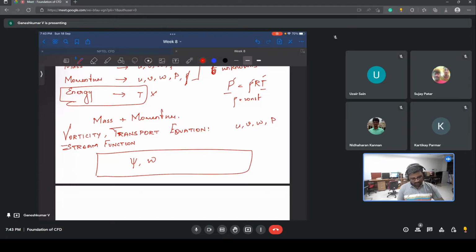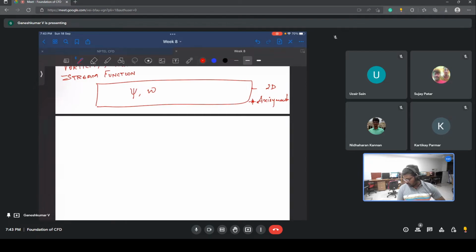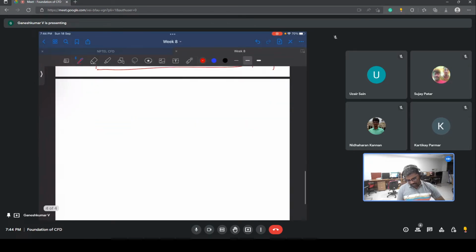But remember, this is only for 2D. You need to do it for 2D. And I guess you can do it for axisymmetric simulations also, because stream function is defined for axisymmetric flow. Vorticity, I'm not sure, so please check this point. But basically, it is for 2D. If it is 3D, you can't do this operation.